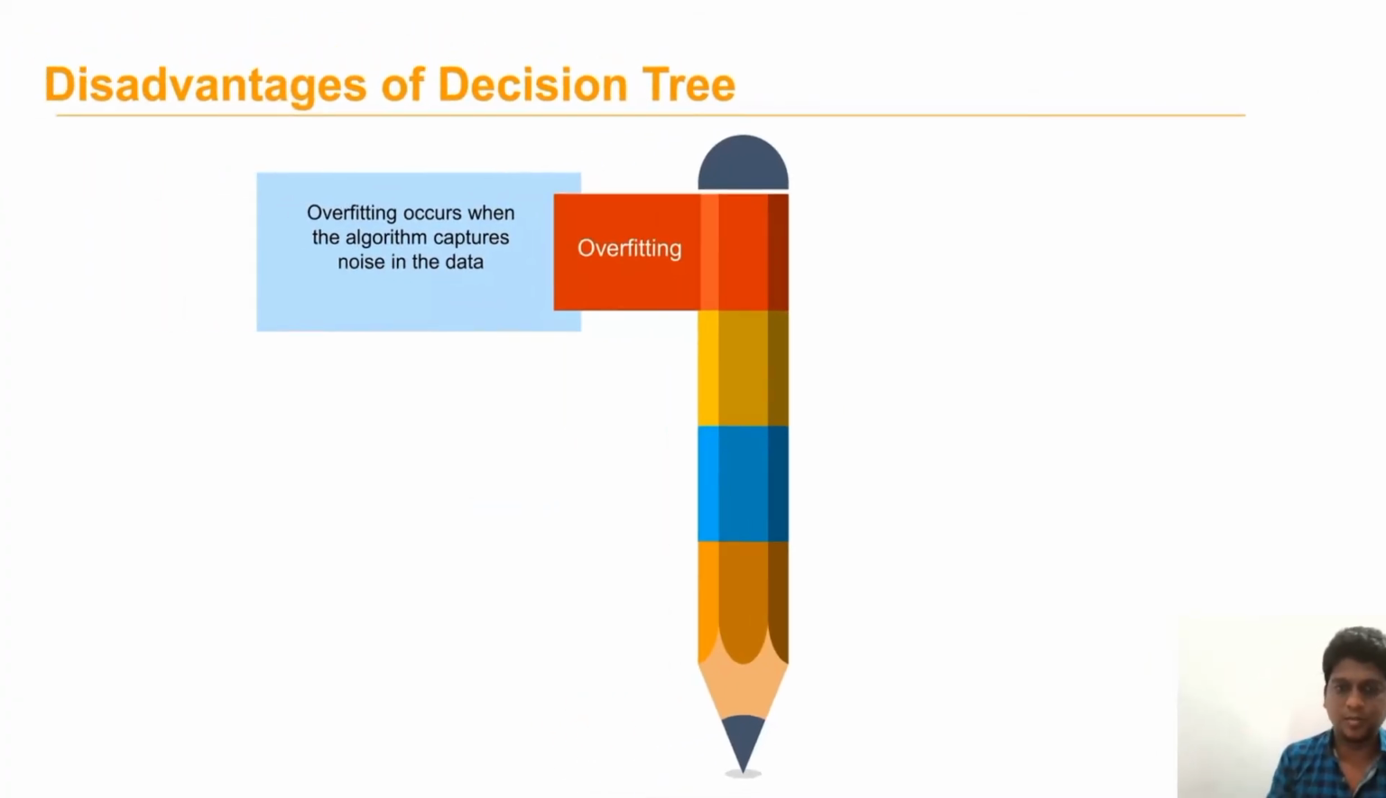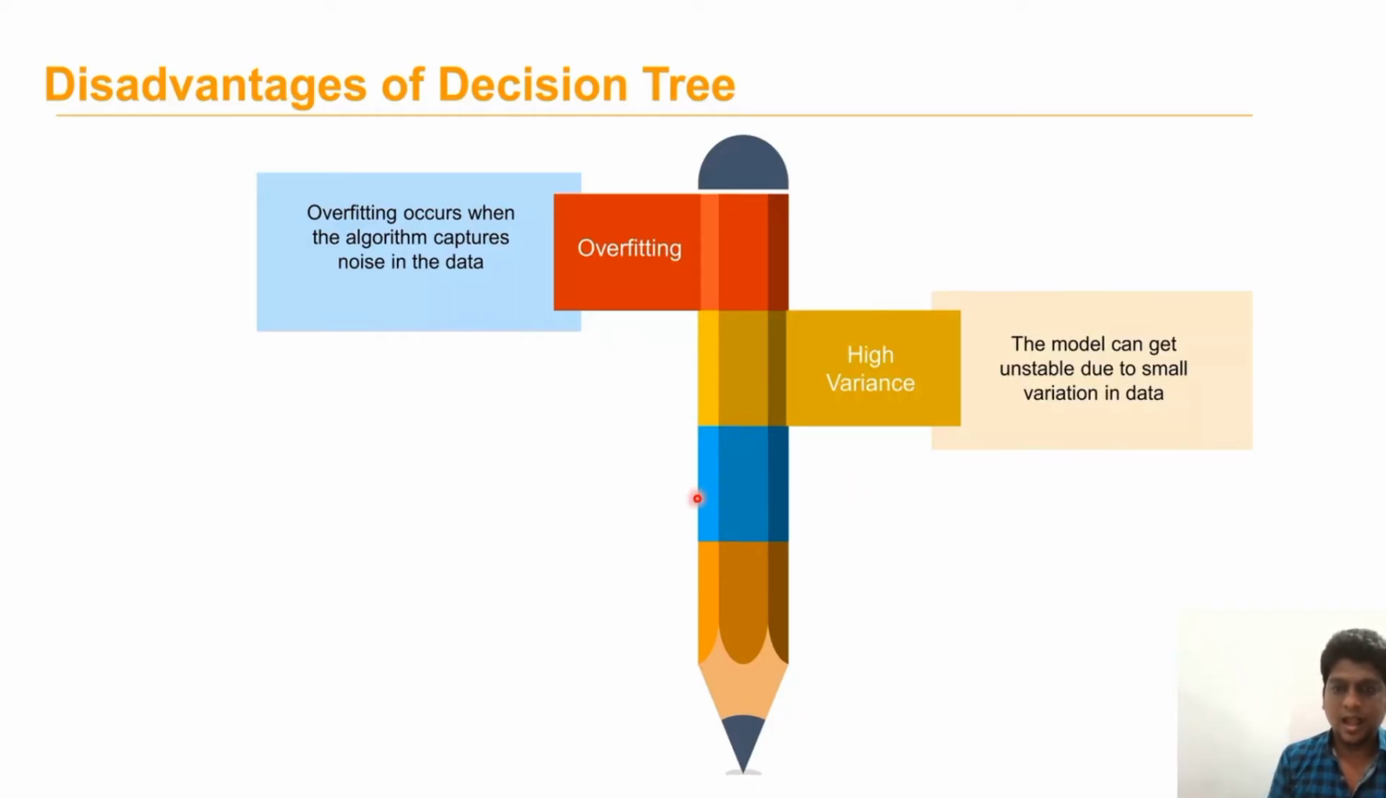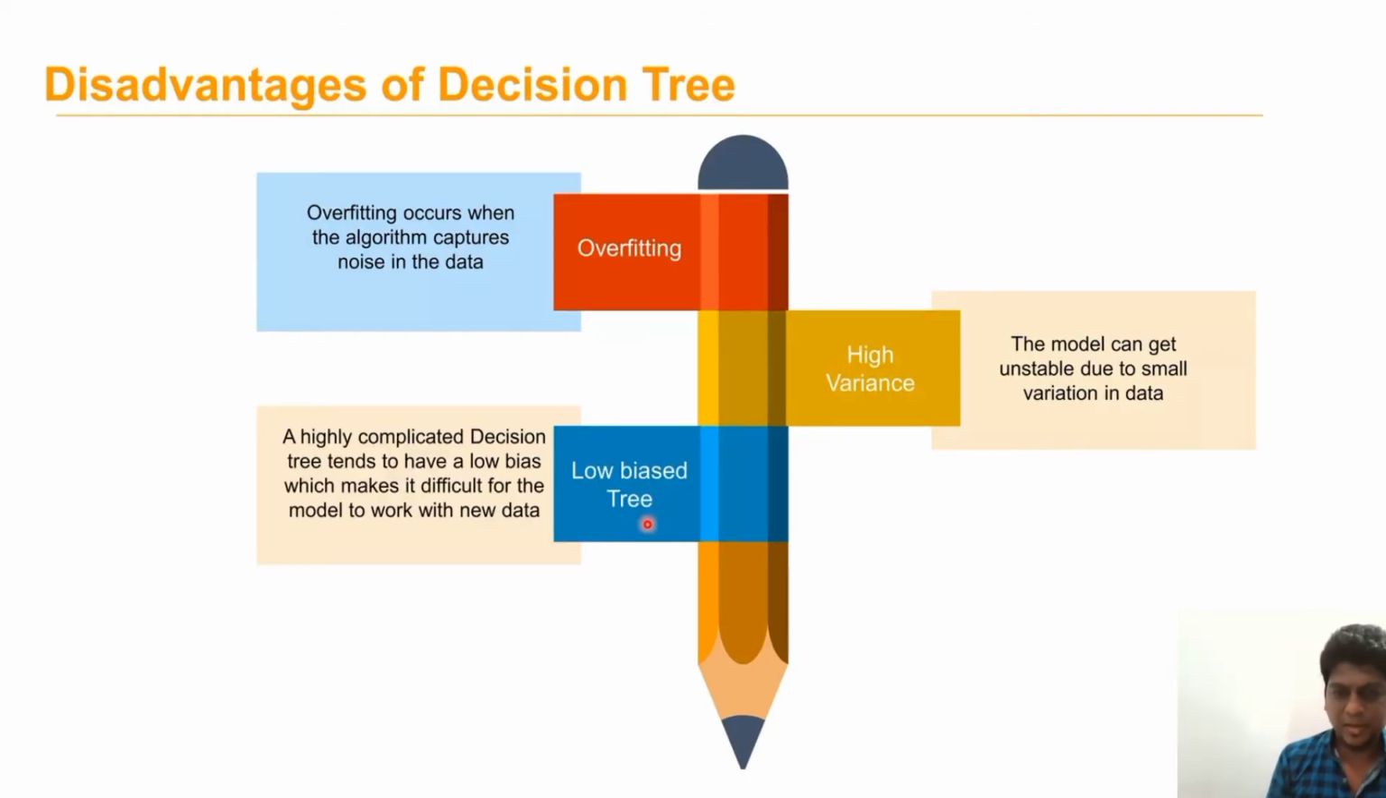There are a few drawbacks also. Number one is overfitting. If any noise occurs in the data, it leads to overfitting and can cause some decrease in performance. The next one is high variance. The model sometimes becomes unstable due to small variations in the data. Low bias tree means that when the decision tree model becomes more complicated, it is very difficult for the model to work with new data.